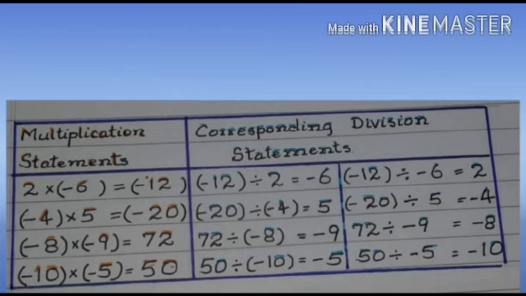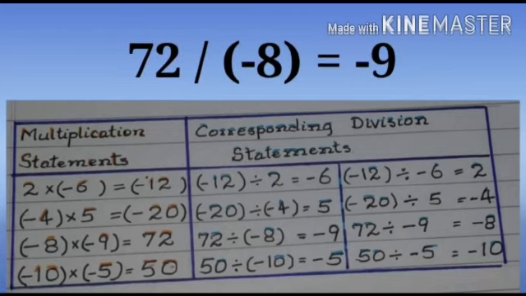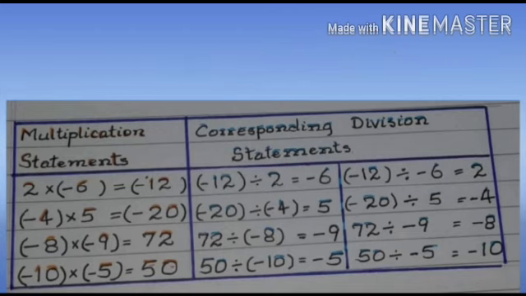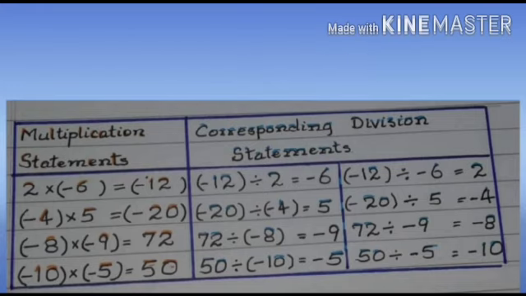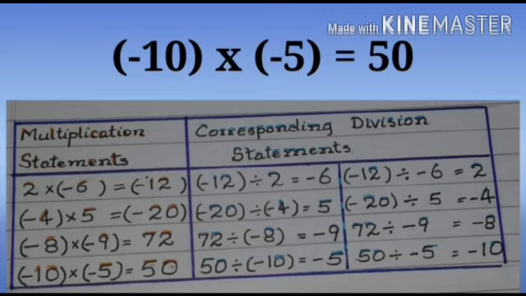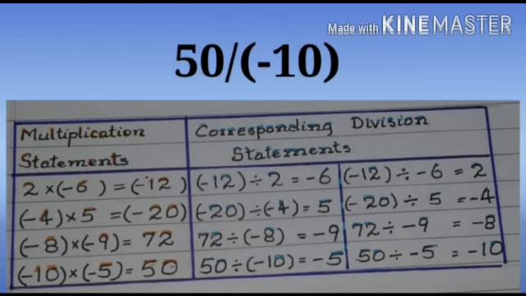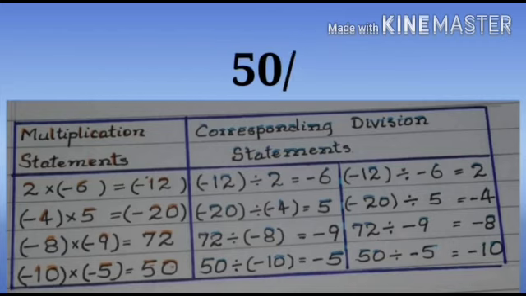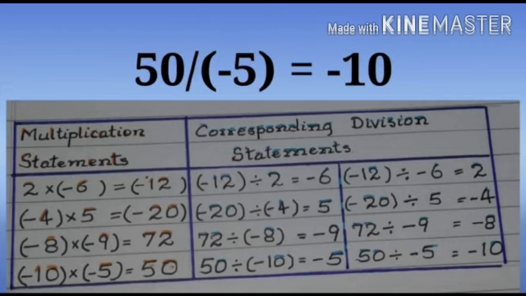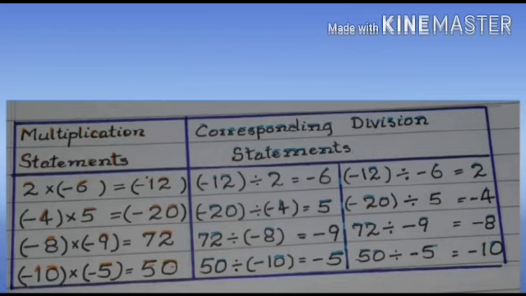Third, minus 8 into minus 9 is equal to 72. The corresponding division statements are 72 divided by minus 8 is equal to minus 9 and 72 divided by minus 9 is equal to minus 8. Fourth, minus 10 into minus 5 is equal to 50. The corresponding division statements are 50 divided by minus 10 is equal to minus 5 and 50 divided by minus 5 is equal to minus 10.